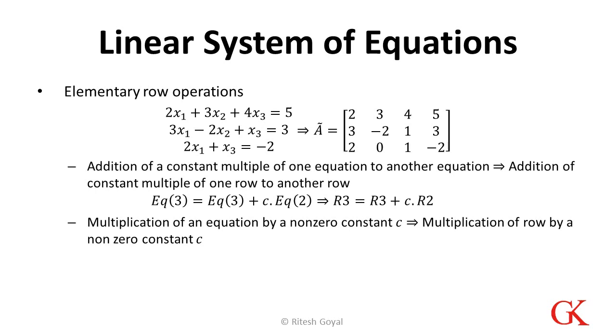So if we get another matrix by using these three elementary row operations, then those two matrices are equivalent and have the same set of solutions.